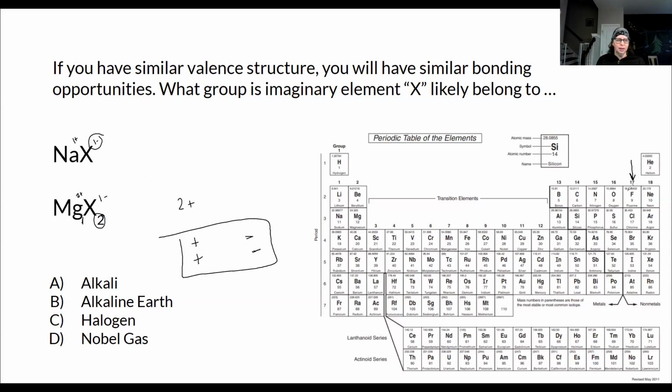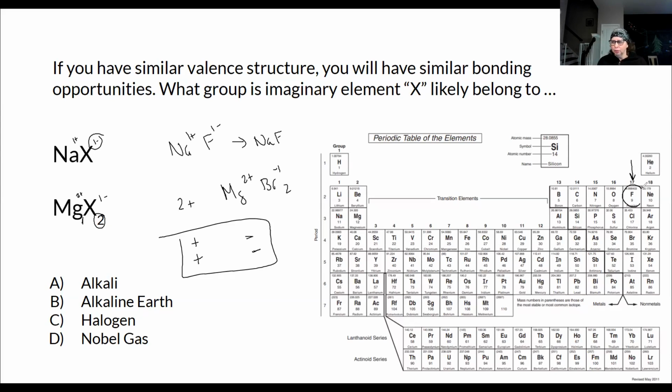Any one of these guys would bond the same way with sodium. Okay, sodium 1, fluorine 1, NaF. Any one of these guys would give me 2 if bonded with magnesium. Every single time they're going to have similar bonding because they have that similar valence electron configuration. They have the same number of valence electrons.